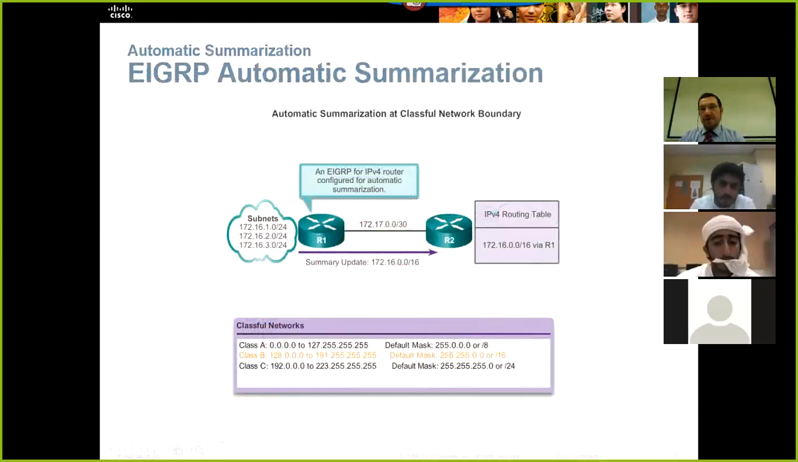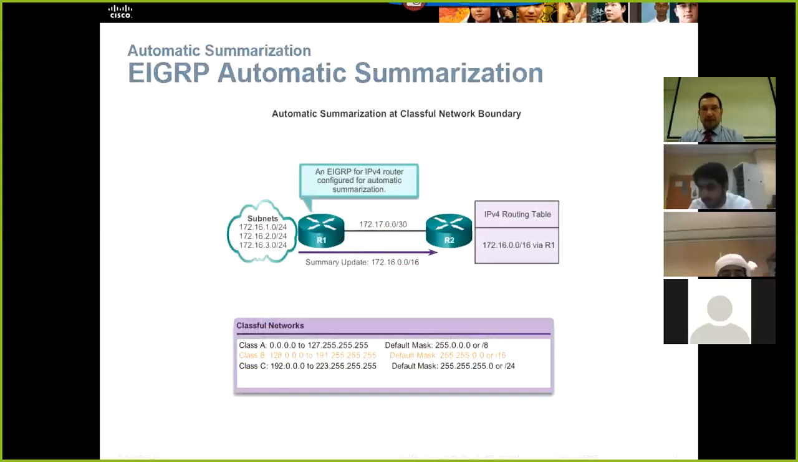So if R1 had all of these subnets connected to it, let's say different LAN interfaces, FastEthernet, GigabitEthernet interfaces, loopbacks, whatever they are, when R1 advertises these networks, it only advertises a summary of the network. So it advertises only 172.16.0.0/16. Why? Because 172 by default is what? That's a class B. So it will summarize all the way back to the default classful boundary, which is 255.255.0.0.